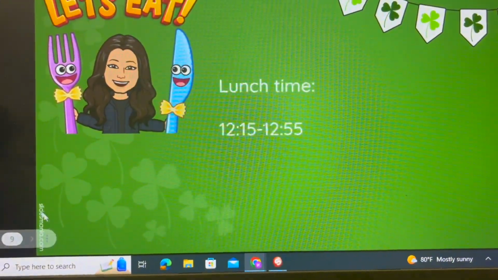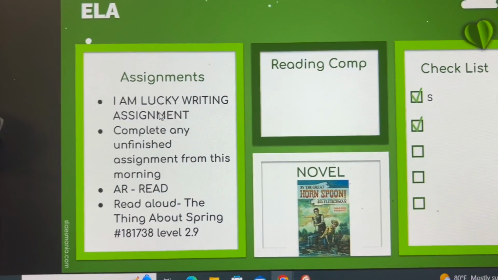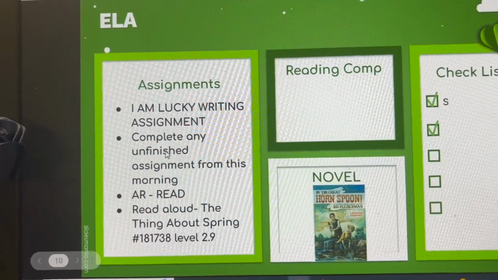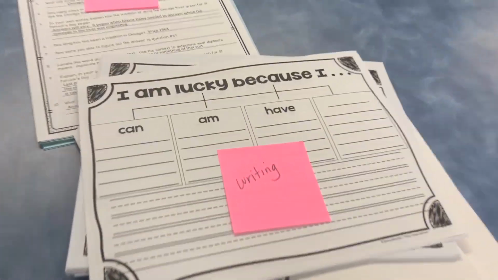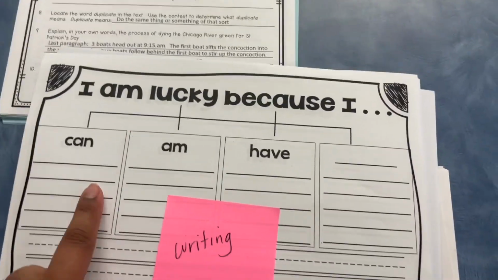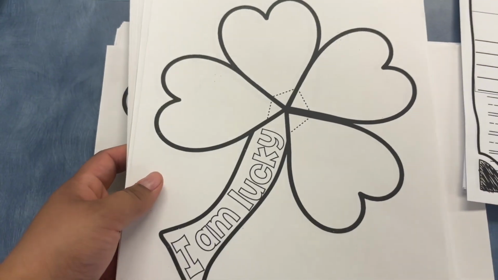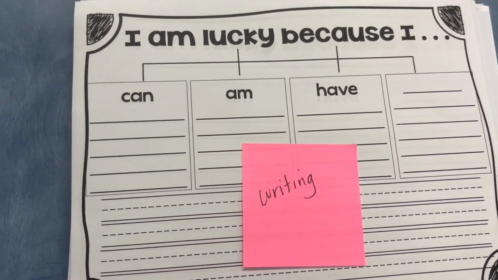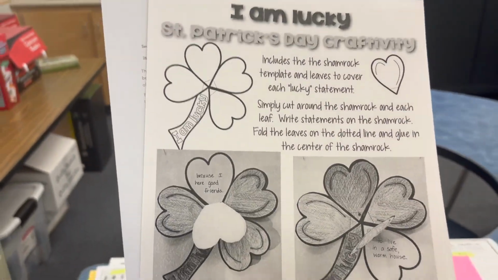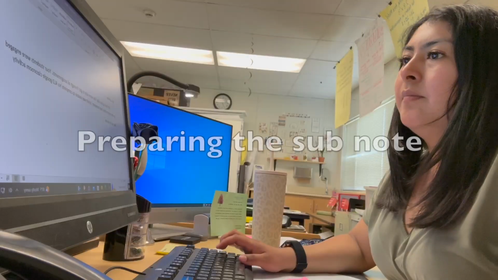Then it was lunchtime, and after lunch we are gonna move on to ELA. We're gonna be doing the I Am Lucky writing assignment. Complete any unfinished work, which is the 4-leaf clover activity that they didn't get to finish. For the I Am Lucky assignment, this is what they will be doing. They're gonna write examples of why they are lucky, and then we are gonna do another activity while the students are finishing their I Am Lucky Because assignment and they finish up their math. I'm gonna be working on this to have this as an example for when it's time for them to work on this.